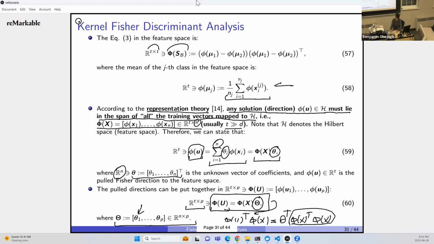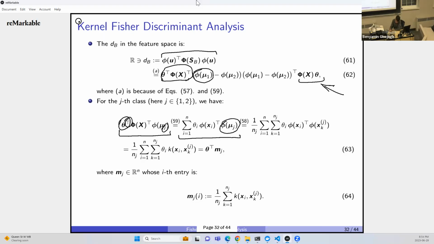Recall equation 58. It is pooled data, the mean of pooled data in the feature space. So I can replace it with this phi of mu j with its definition. I will have a double summation now. Then, interestingly, I can use the kernel trick. I can replace it with a kernel, right?